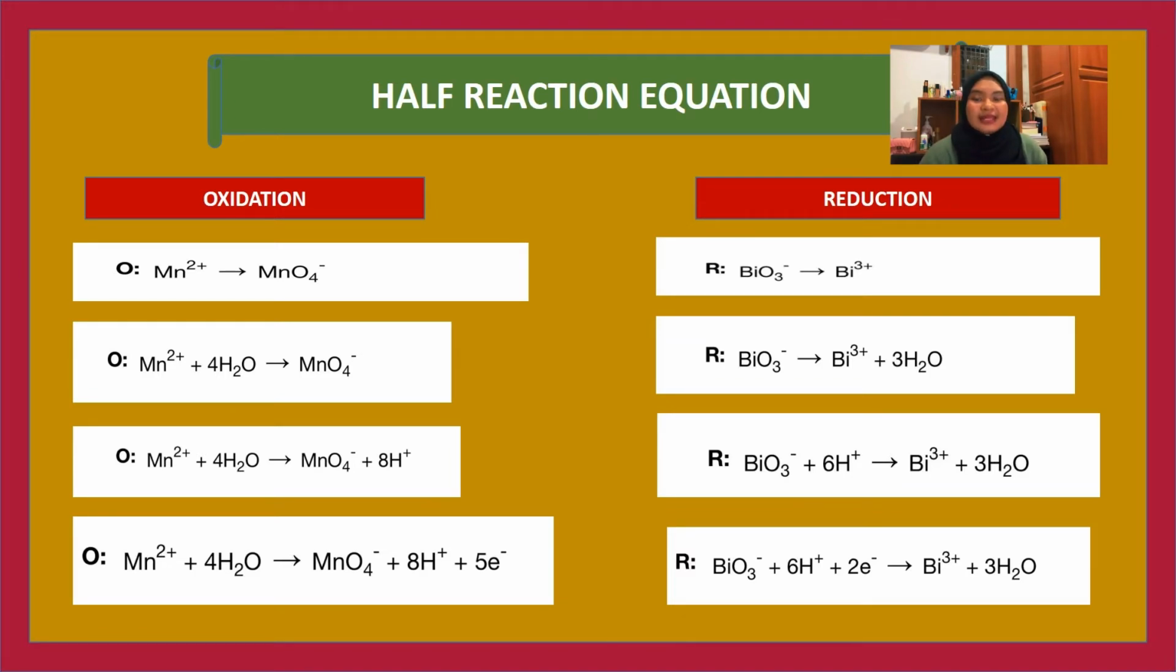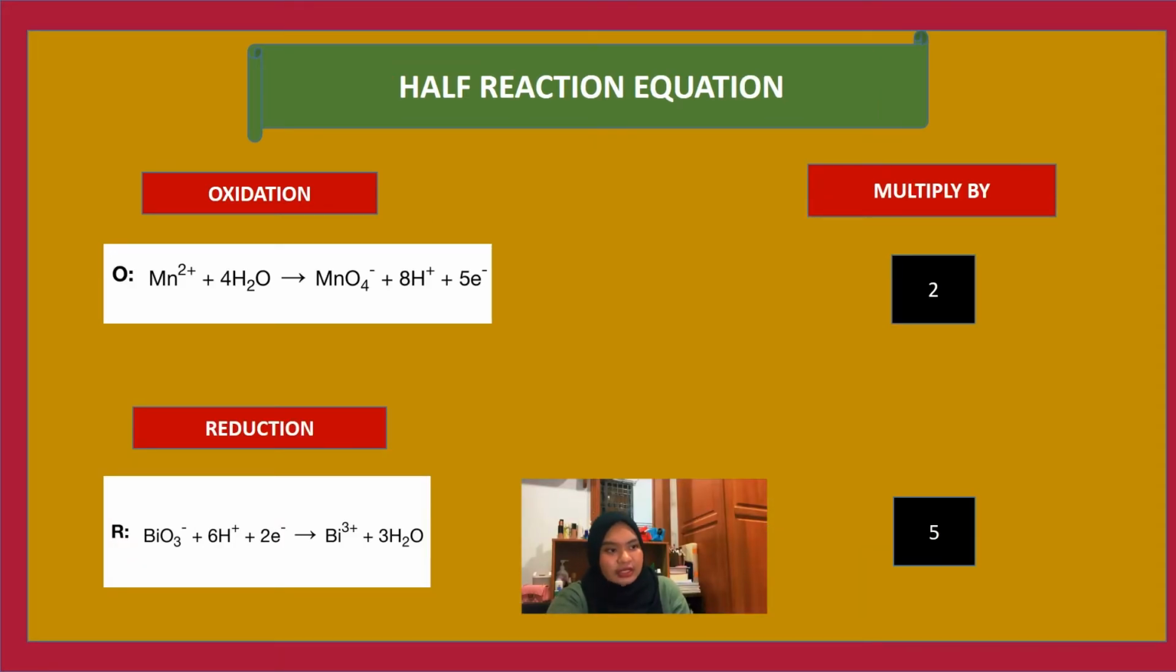The last step is to balance the charge by adding electrons. Electron loss in the oxidation half reaction must be equal to the electron gain in the reduction half reaction. In order to make these two equal, we need to multiply by an integer. So we multiply the entire oxidation half reaction equation by 2, and we multiply the entire reduction half reaction equation by 5.